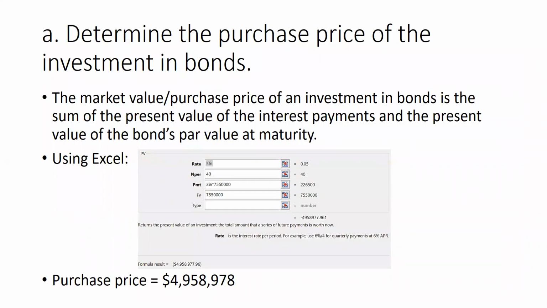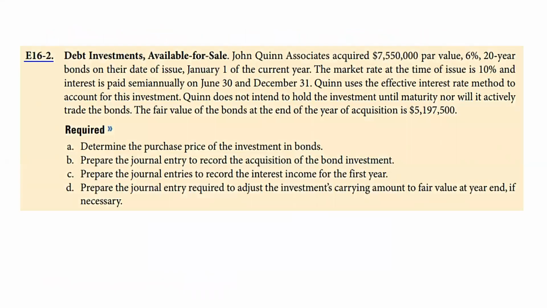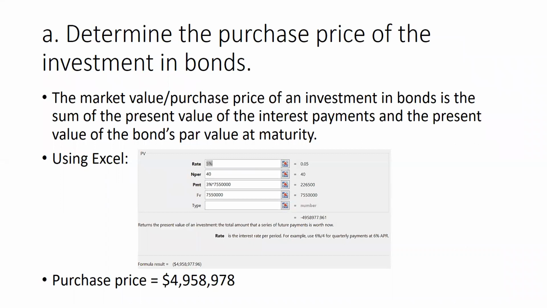The first requirement is to determine the purchase price of the investment in bonds. In Intermediate 2, we learned how to do this on the liability side, calculating the value of a bond issued at a premium or a discount. In this question, we see that the bonds are paying 6% interest, but the market rate of interest is 10%. So we know that the bonds are going to sell at a discount.